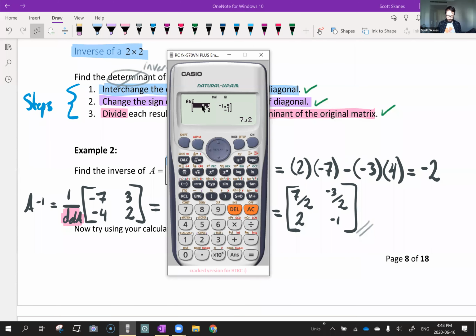Is this the same? 3.5, also known as 7 over 2. Yes, it is. Look at the next one, -1.5. That's -3 over 2. Same. -1 and -2. Or sorry, +2. They're all the same. All good? How do you feel about that?